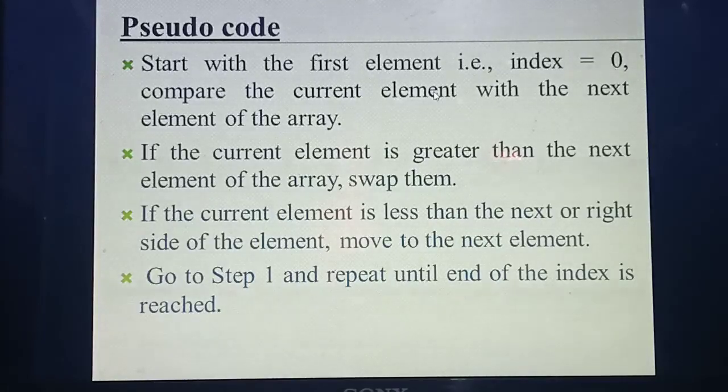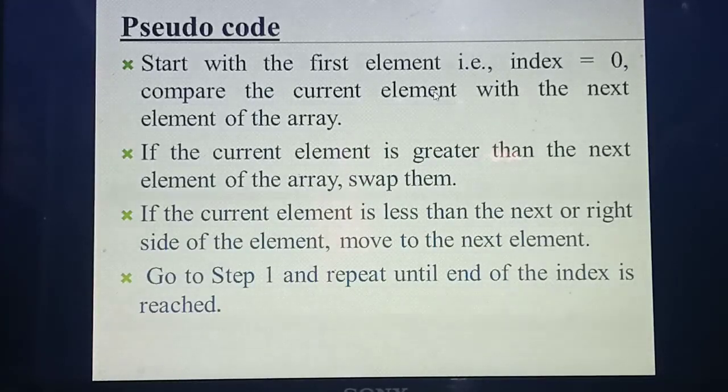Okay. So if the current element is less than the next element, what do you need to do? No need to swap, you need to move to the next element. Understood? So if the current element is less than the next element, no need to swap, you need to move to the next element or right side. So this step will continue till you get the sorted array.